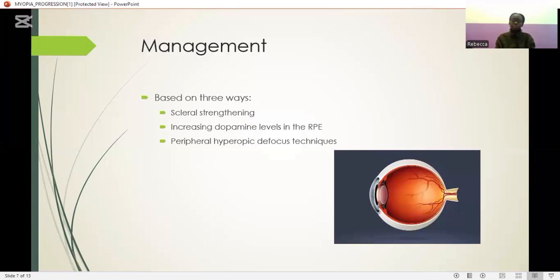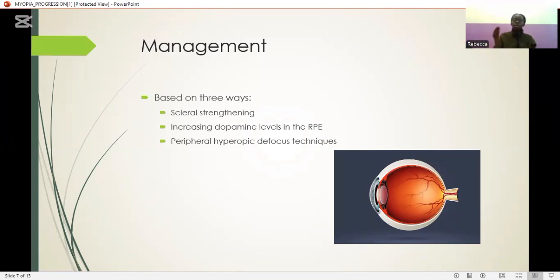There we have management, based on what we have already seen and discussed about myopia and myopia progression. To manage myopia progression, we are going to look at three key parts. The first one is scleral strengthening. The other one is increasing dopamine levels in the RPE. And what do dopamine levels do in scleral strengthening? They will reduce the amount of growth in the retina.